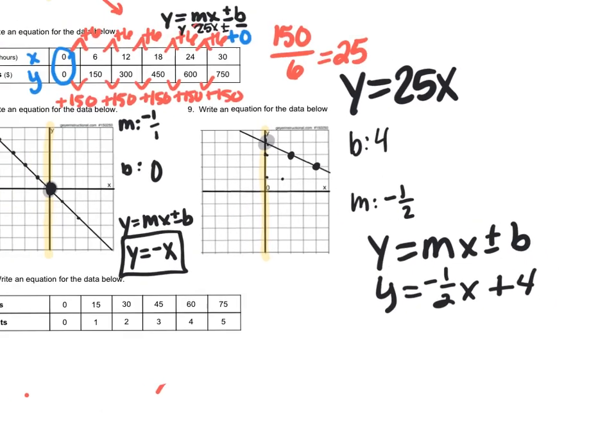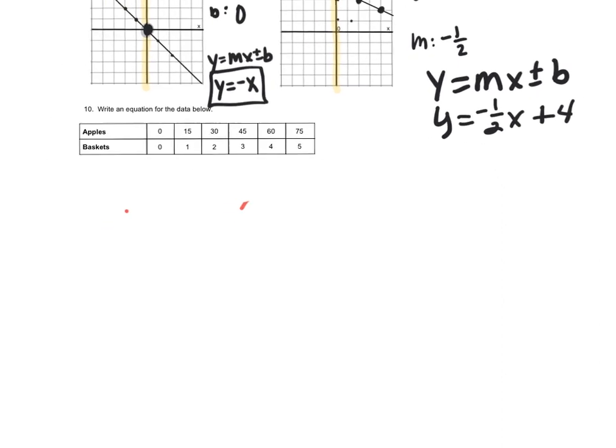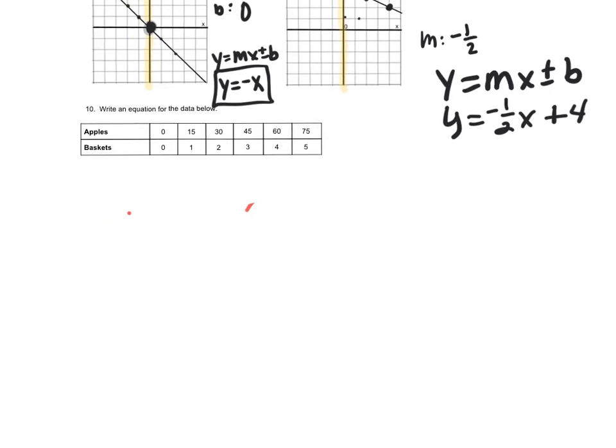Okay, and then our last question. Write an equation. I know it's funny. I know the words are funny. I know it should be flipped, but the data is not flipped. So we're going to use the data as it is. I know it should be apples per basket, but we're not doing that. We're going to do it like it's written.